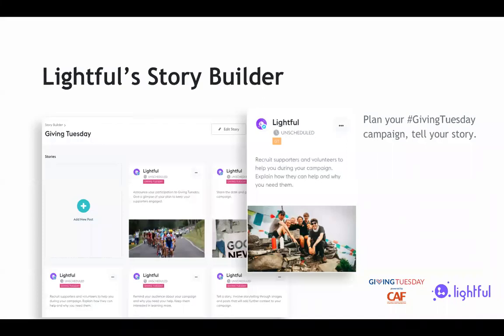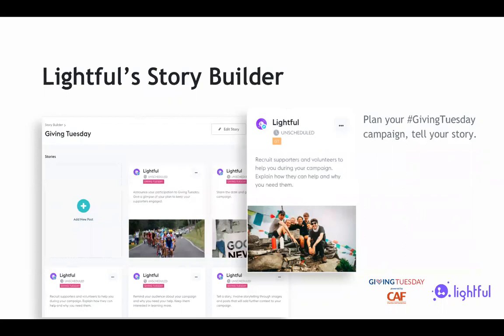So within Lightful, the platform that Teresa and I work with every day, there's a really useful story building feature. And what Teresa has done is built out a Giving Tuesday specific storytelling template. For those of you who are in the habit of posting ad hoc, and are wondering how to craft a story for Giving Tuesday for your organization, this is a really good free tool that you can use.